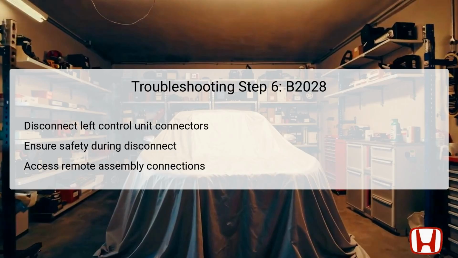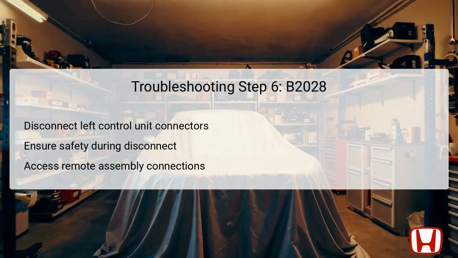In this troubleshooting step, the technician disconnects the left power sliding door control unit by carefully removing both connector A, 12P, and connector B, 16P. Each of these connectors serves a specific function within the sliding door system, and it's essential to handle them with care to avoid damaging the terminals.